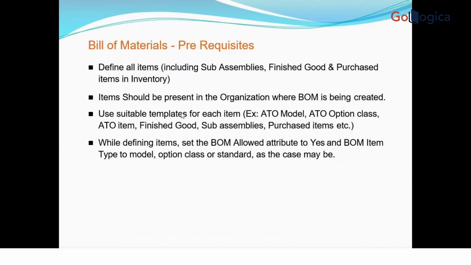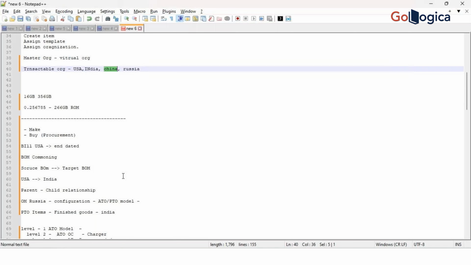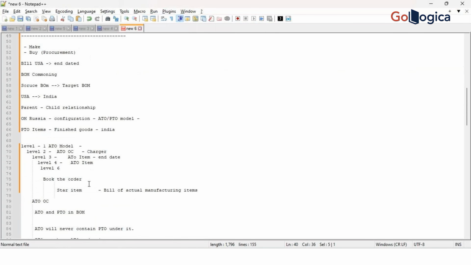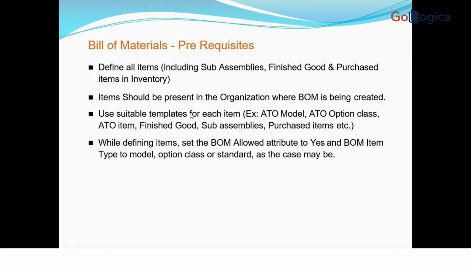Then use suitable templates for each item: ATO model, ATO option class, ATO item, finished goods, subordinate, purchase item, etc. Because this will define your parent-child relationship. If you try to give an ATO item, and under that you try to give an ATO model, it will never take that. So it will check with these templates also.